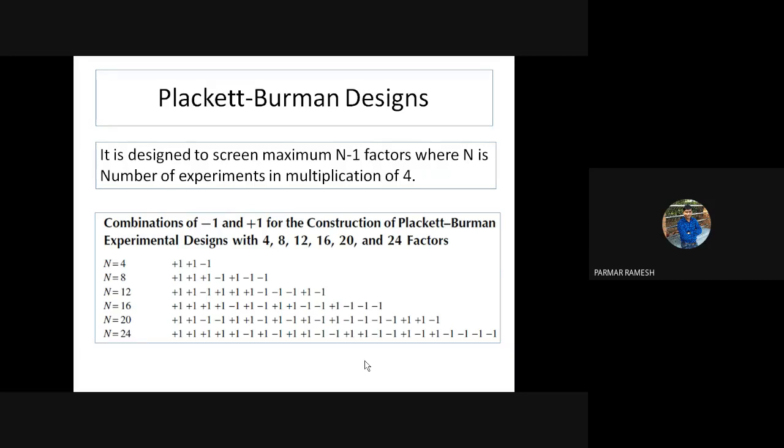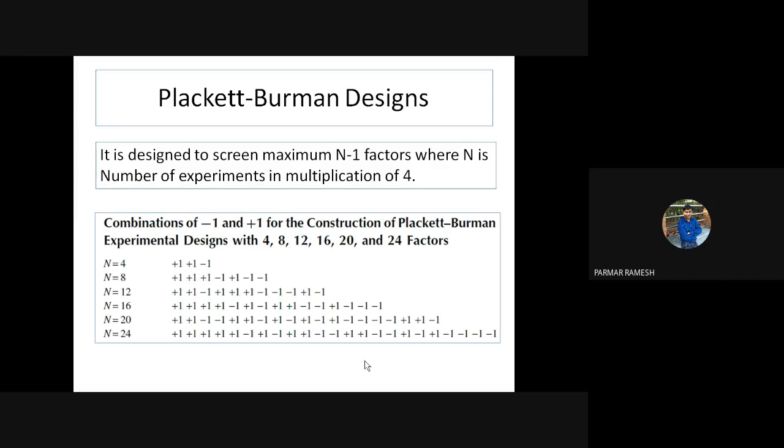Now, if you look at it, you will find that the plus and minus signs are totally random and you will not observe any repeating pattern. So you need to take care. Second thing is, here only 3 signs are given for 4 experiments, 7 signs for 8 experiments, 11 for 12 and so on. So one less sign is given.